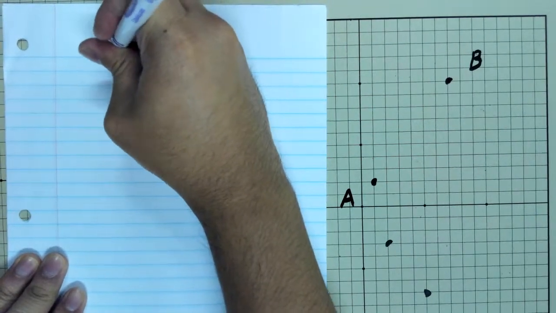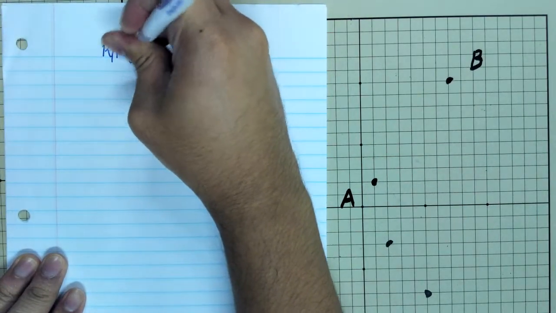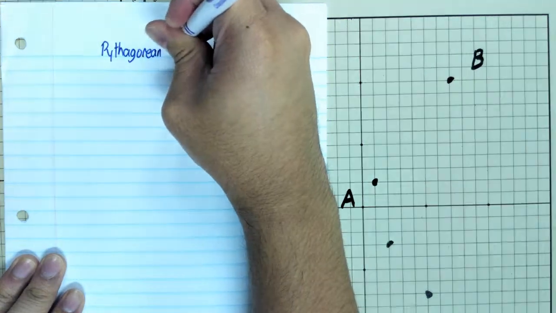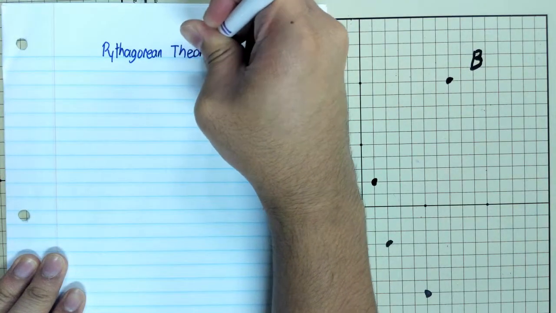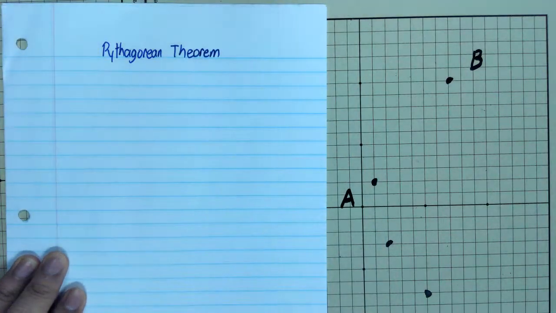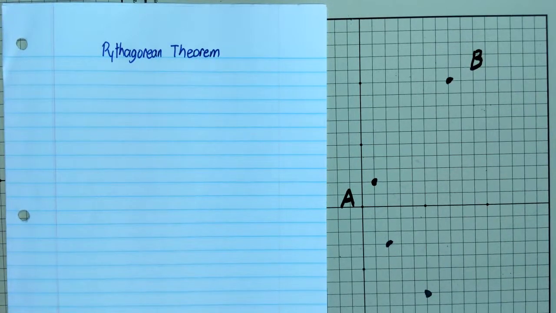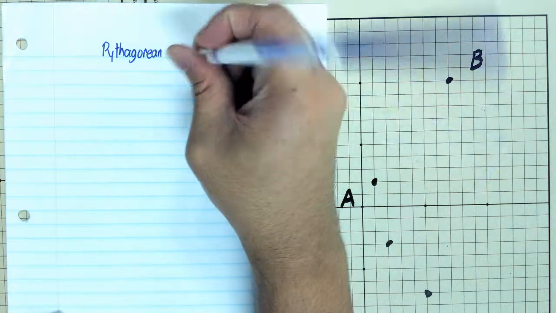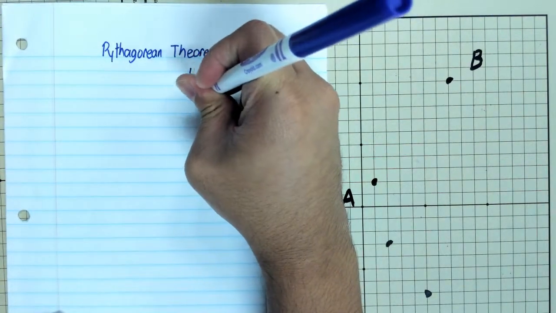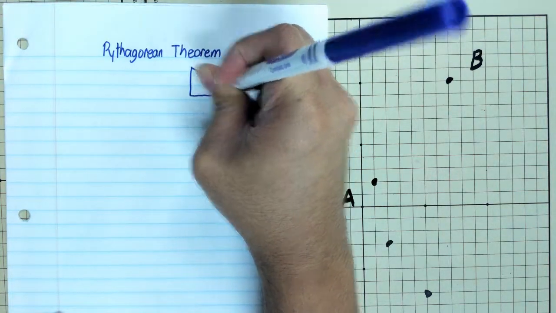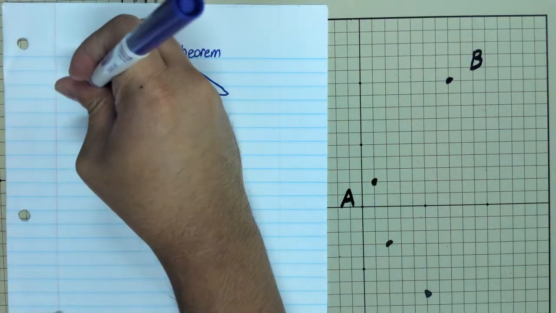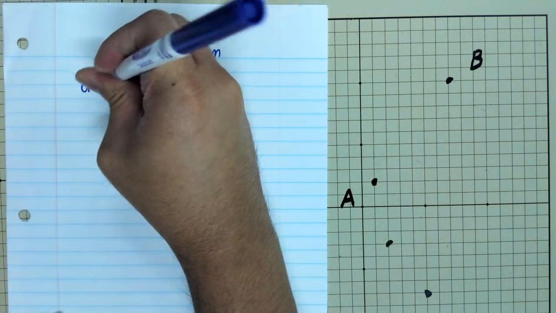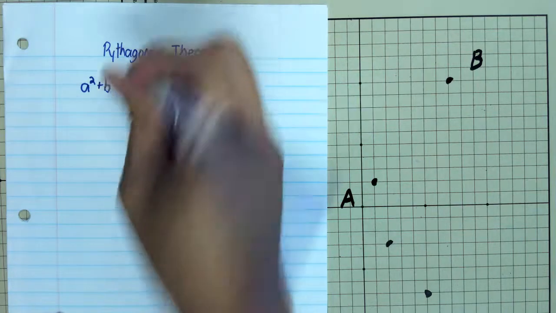Good morning. Today we will go over the Pythagorean Theorem. The Pythagorean Theorem, let me write that down, is something that you should have learned previously prior to coming to my class. The Pythagorean Theorem is what we use when we have right triangles. It tells us that in any right triangle, we have this equation: a squared plus b squared equals c squared.